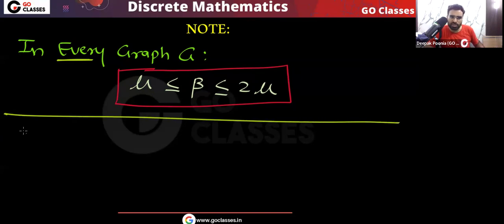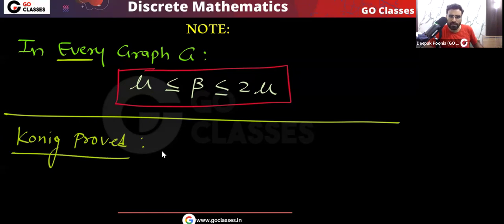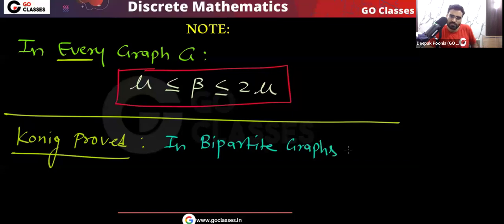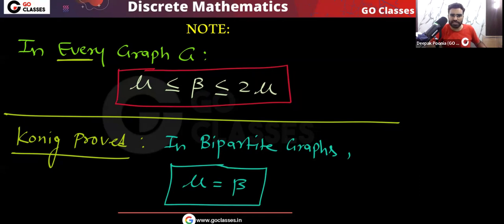But remember, what is König's theorem? What did König prove? König proved that in bipartite graphs, mu is always equal to beta. That means the matching number is always equal to the vertex cover number in bipartite graphs. This is König's theorem: if your graph is bipartite, then mu will be equal to beta.